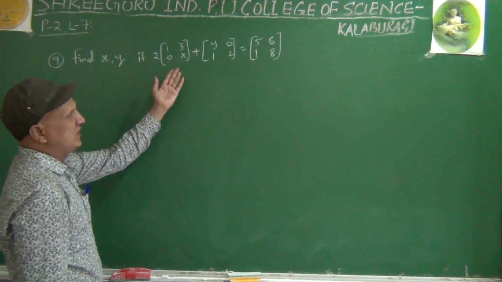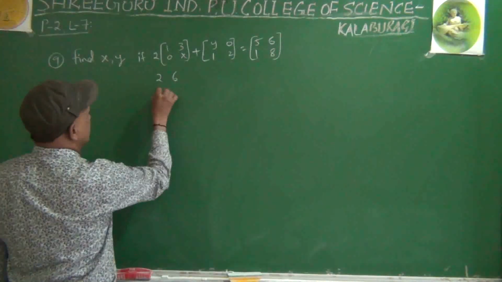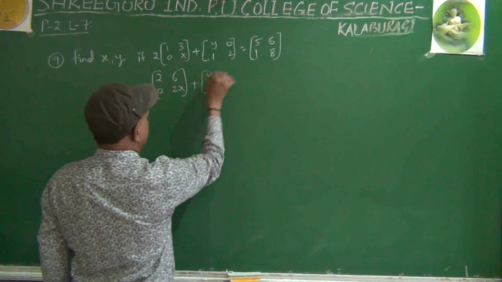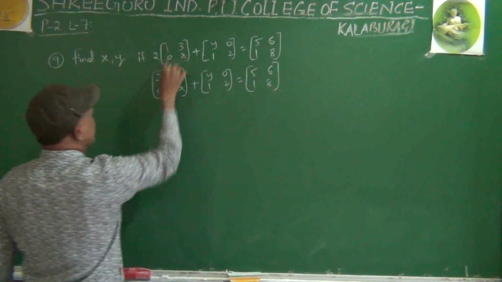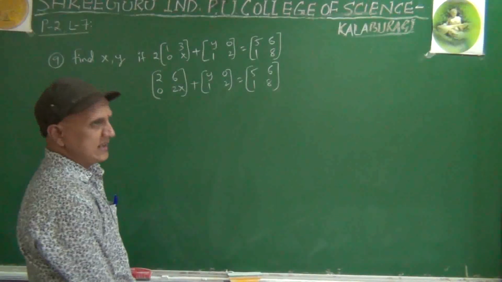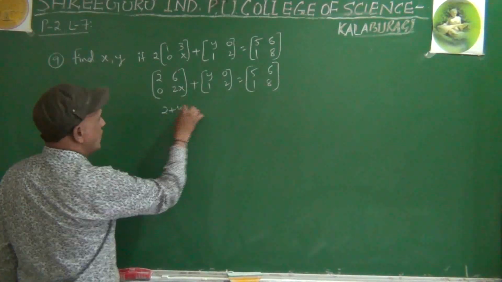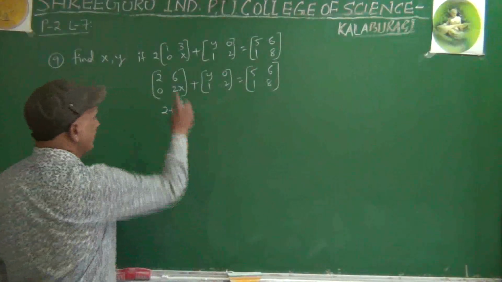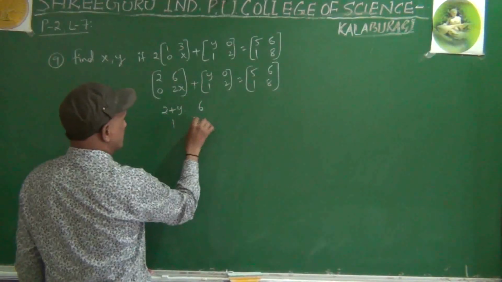What is there? Multiply with 2, add both, equate with that. First of all, scalar multiplication: 2 ones are 2, 2 threes are 6, 2 into 0 is 0, 2 into x, 2x. Scalar multiplication you know. Next what we have to do? Add both the matrices. 2 plus y, 2y, no. 2 plus y is 2 plus y only. It will not become 2y. 6 plus 0, 6. 0 plus 1, 1. 2x plus 2, 2x plus 2.